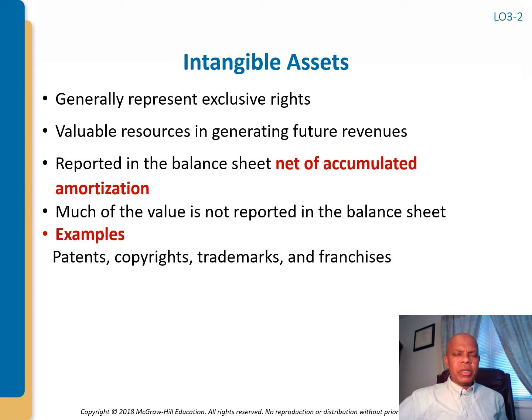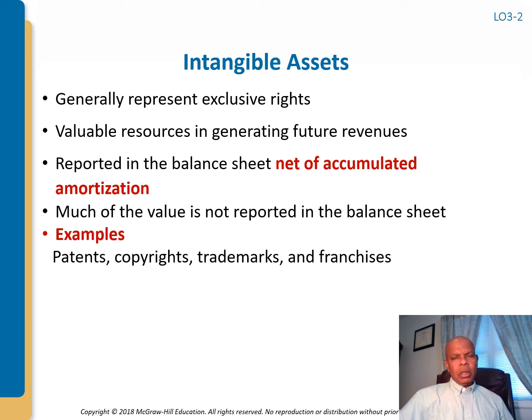Intangible assets, we did mention that before. They generally represent exclusive rights, valuable resources in generating future revenues, reported in the balance sheet net of accumulated amortization. Now you remember, when we have property, plant, and equipment, how do we report? Net of accumulated depreciation. Now when it comes to intangible assets, what do we call it? We call it amortization. Same thing, but two different names. When you have goodwill or trademarks or anything else, we amortize it over the life of that asset.